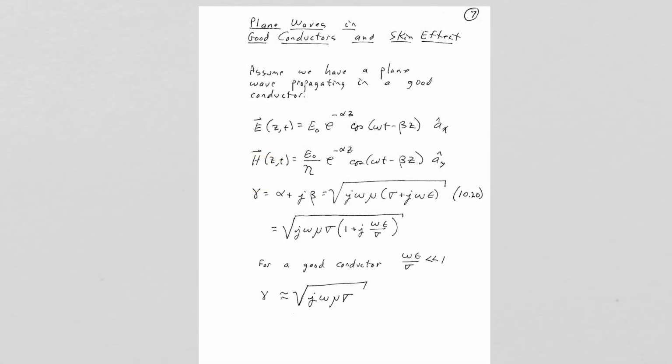We are now going to look at a special case of waves propagating in a lossy material, and that is when the material is a very good conductor. Here we have the form of our transverse electromagnetic wave in a lossy material. So in our propagation constant, let's factor out a sigma from this second term in parentheses here.